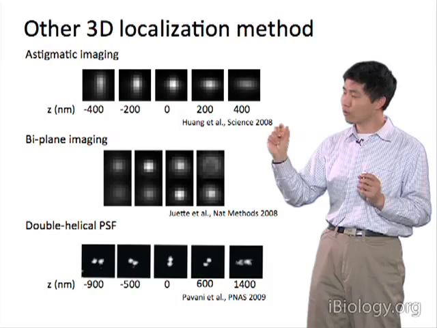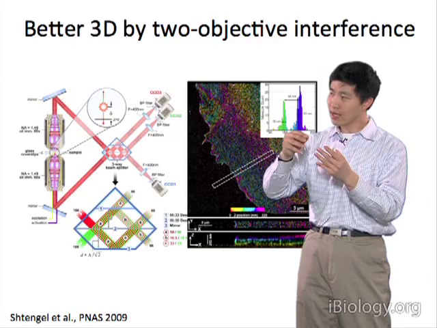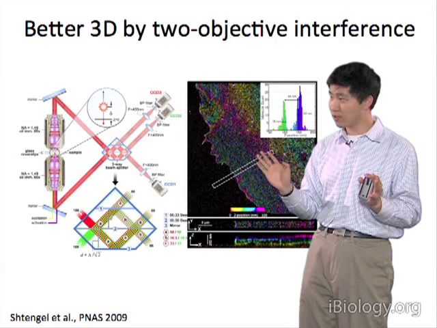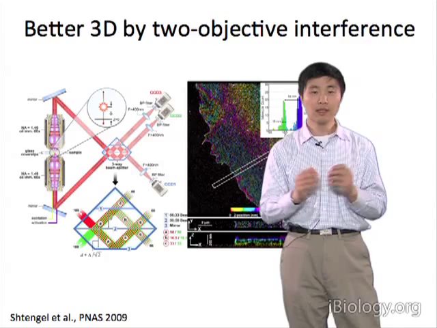And the most precise Z localization method has been using two opposing objectives, and using the interference of fluorescence light collected from these two objectives to determine the Z position. And that has led to a Z resolution, or Z localization precision, that's even better than the XY localization precision.